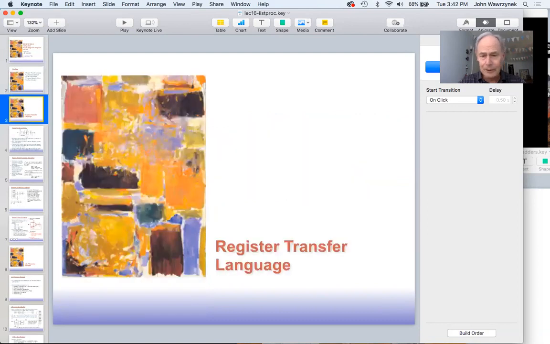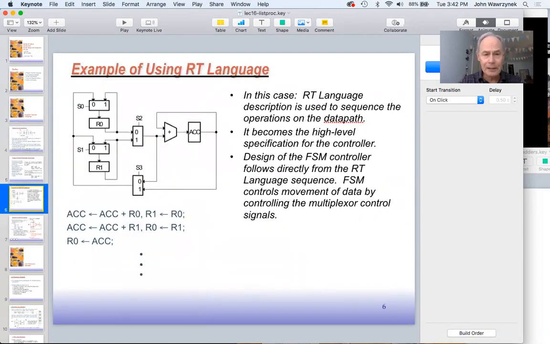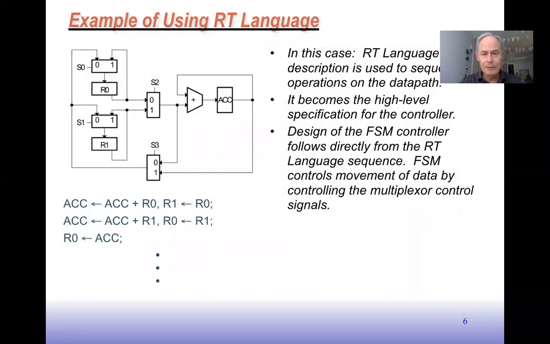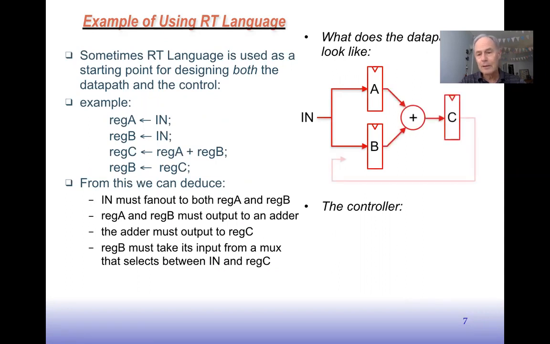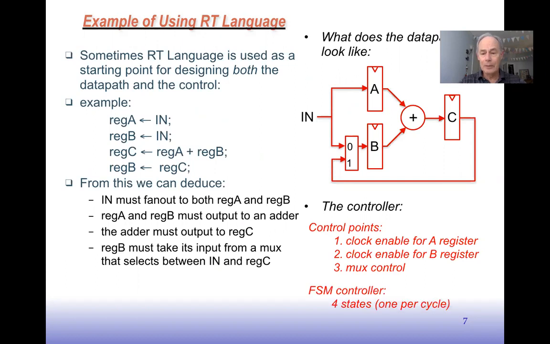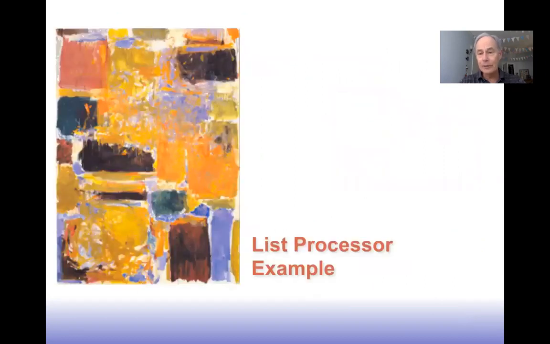So last time, I think we did the preliminary discussion about the design language, this register transfer language that I like to use. And we looked at an example of how we can use the language to specify a little bit of code and then use that code to determine what the proper data path and controller would be for a circuit that executes that code. So we're going to use the same idea with this list processor.